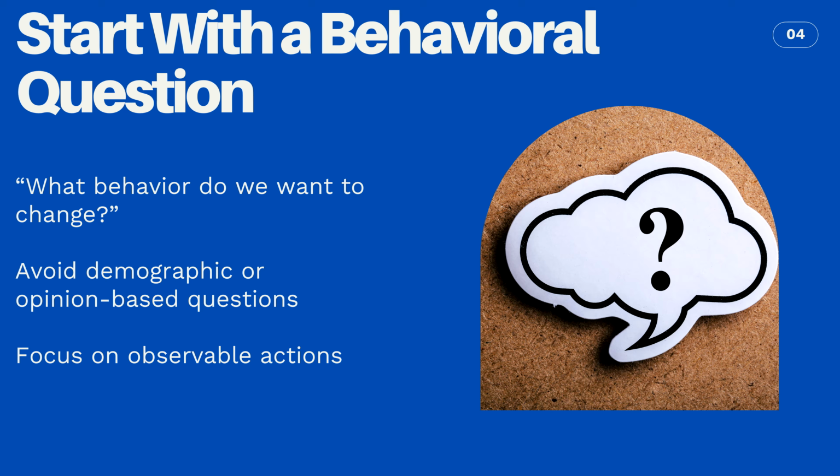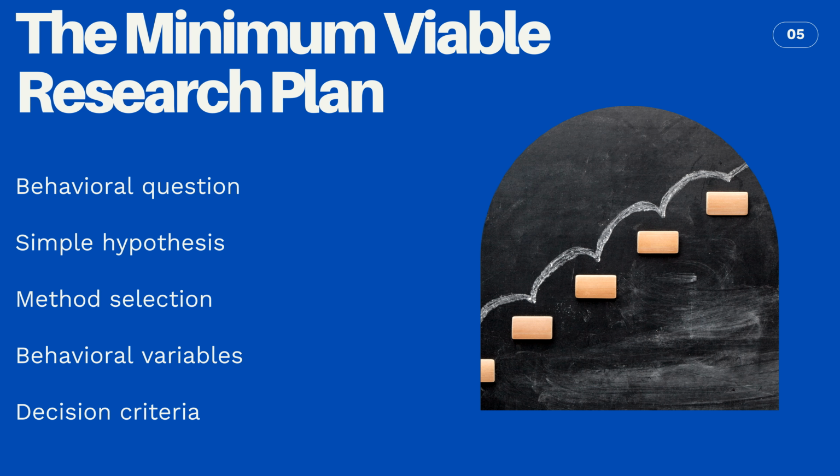It guides your choice of methods, shapes your hypothesis, and ensures that every data point you collect ties back to a real business decision. Without a clear behavioral question, research becomes unfocused and often leads to insights that are difficult to apply. A robust research plan doesn't need to be complicated. What matters is structure and clarity. The Minimum Viable Research Plan, or MVRP, is a simple, disciplined approach that mirrors academic research but is streamlined for business use.